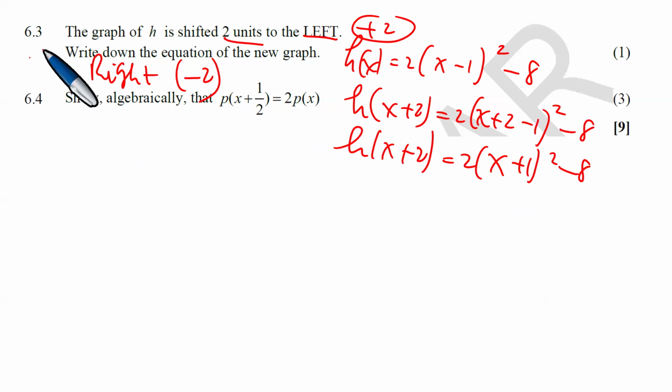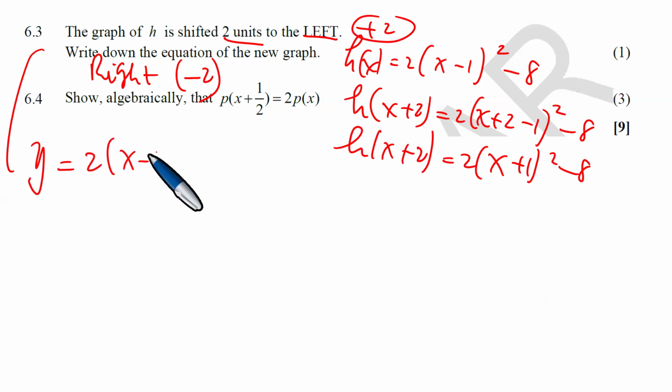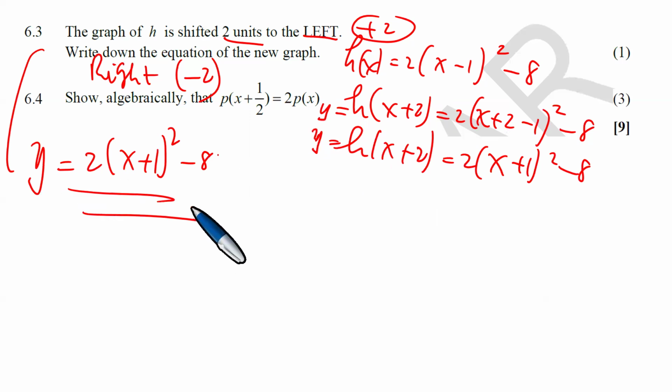So now you'd find in 6.3, therefore, that your y is 2 times (x plus 1) squared minus 8. And immediately at the point that you're adding, you can just say y is equal to this, y equals this, and y equals that.